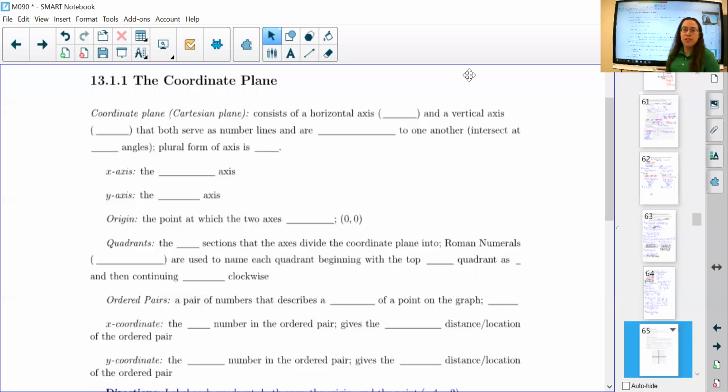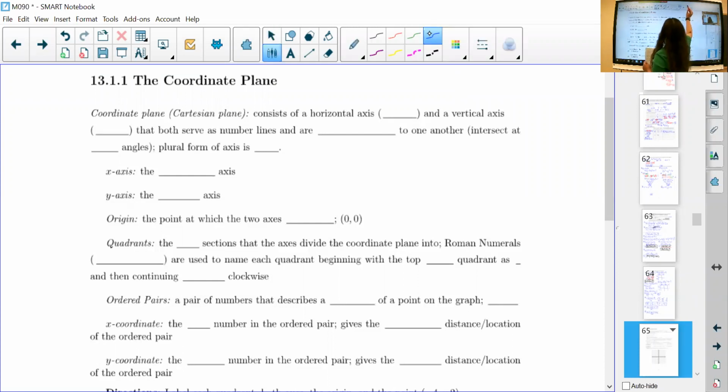Page 65, the coordinate plane. So the coordinate plane, or the Cartesian plane, has a horizontal axis, the x-axis, remember horizontal like the horizon, and a vertical axis, the y-axis, vertical, up and down. If you have vertigo, you're very high up. Well, not necessarily, but you could be.